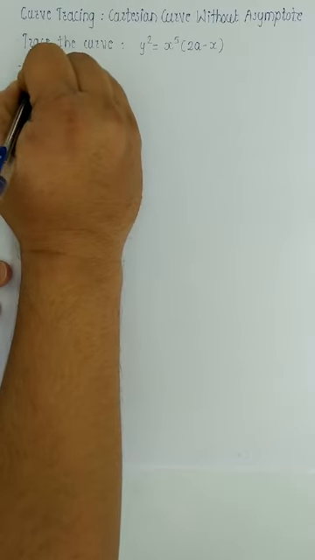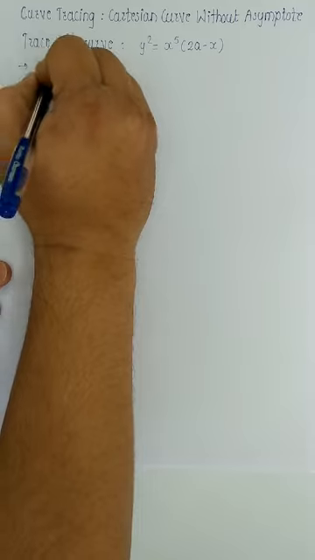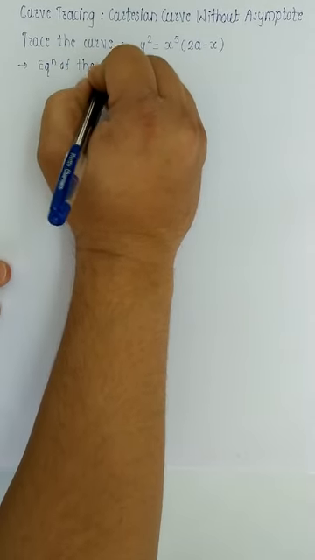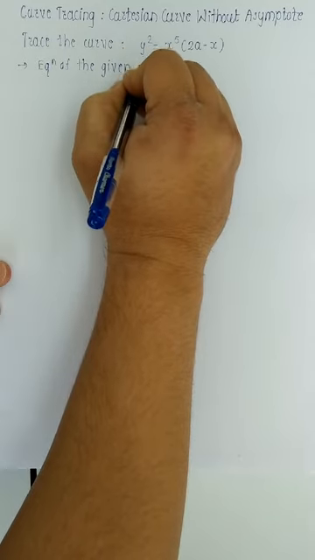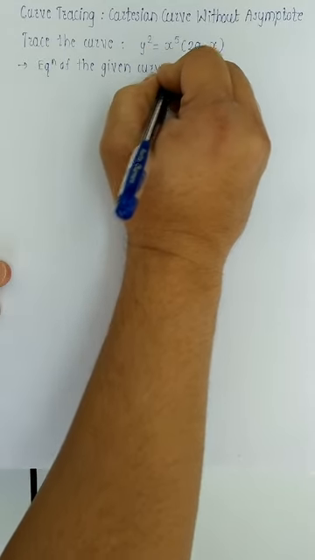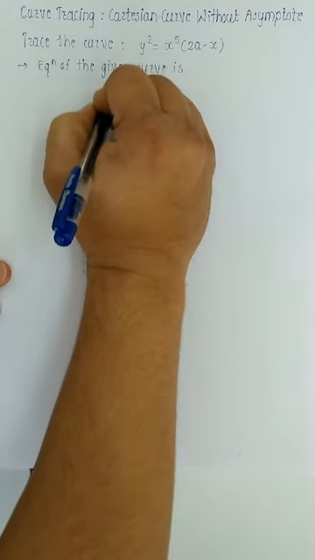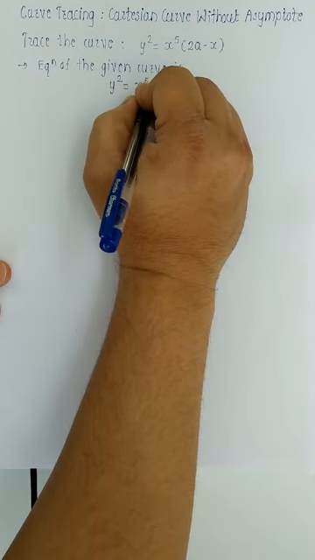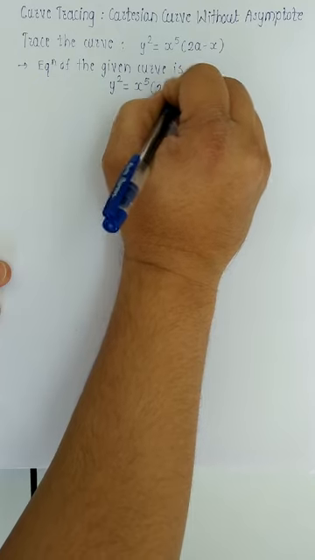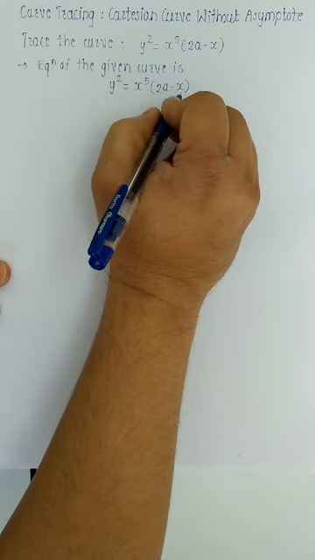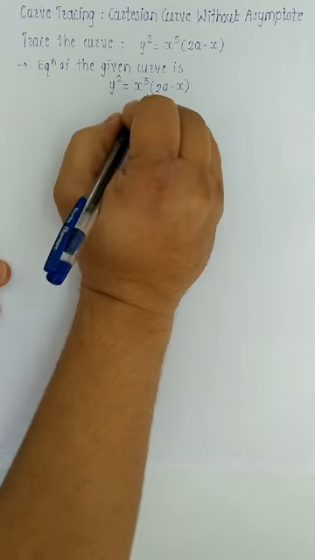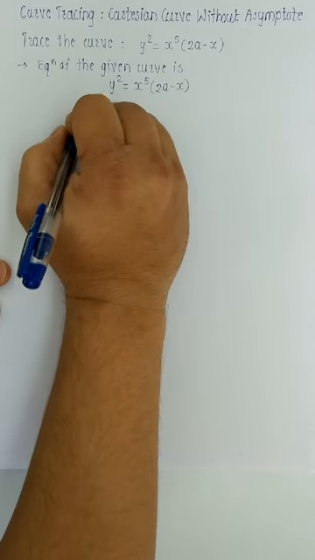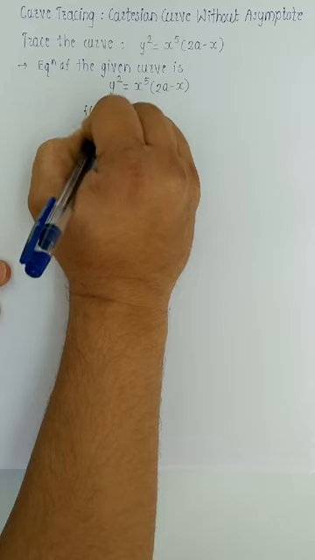So we'll rewrite the equation of the given curve as y square equal to x raised to 5 into 2a minus x, which is already in explicit form, as y is expressed in terms of x. Now we will write it in implicit form. We will require this form further.